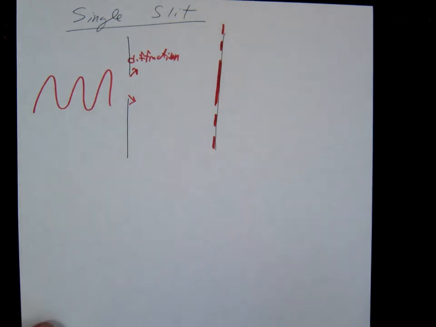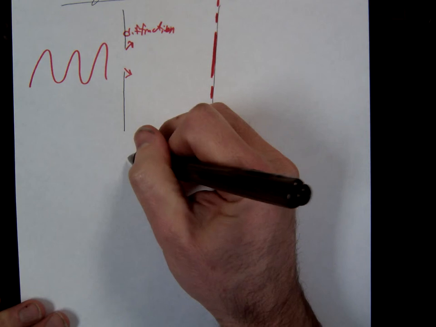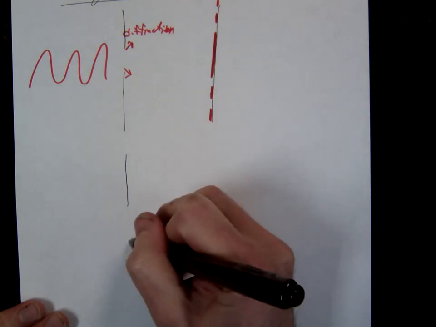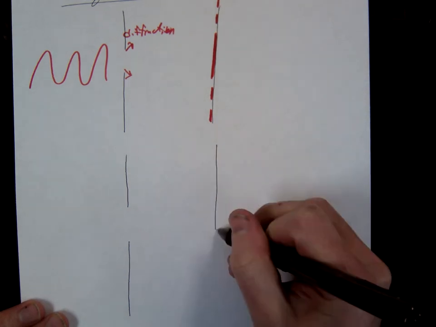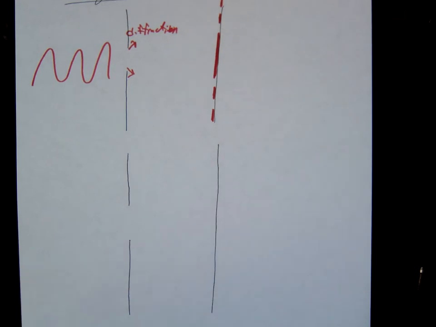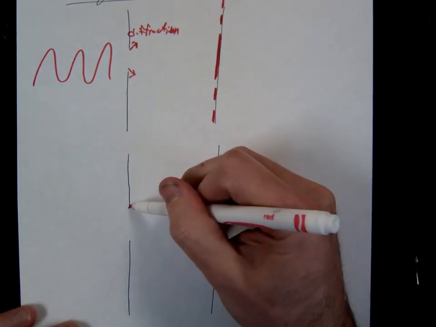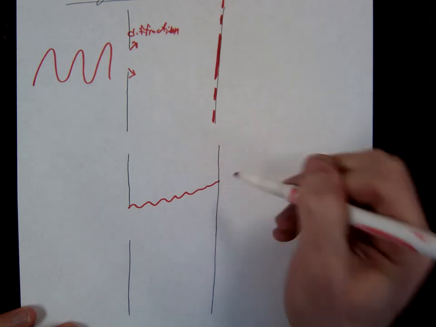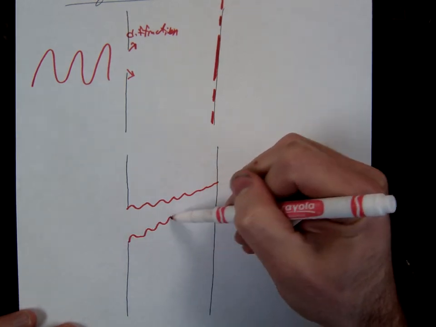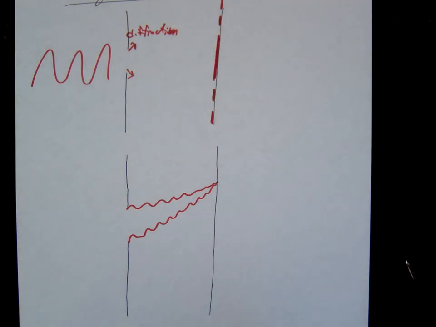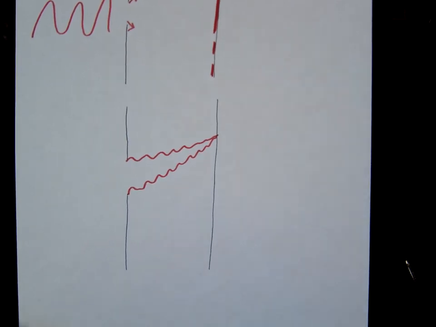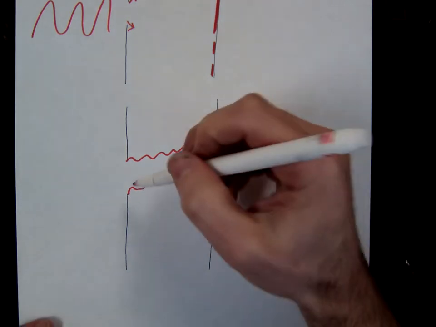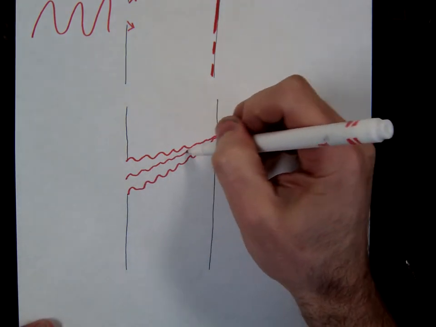Alright, so let's do this one. This one's slightly more complicated to understand than the double slit. I'm going to draw another one down here. Okay, so I'm going to draw one beam like this. I'm going to draw one beam like this. Alright. Zoom in a little bit. Oh, it won't let me zoom. Alright, I'm going to draw a second beam in the middle.